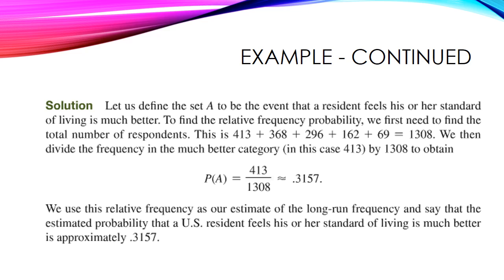So set A is going to be the event that a resident feels that his or her standard of living is much better. What we need to do first, like I said, is find the total number of respondents. So you add everything together and you get 1,308. So we divide the frequency in the much better category, which is 413, by 1,308, and we get 0.3157. So we can use this relative frequency as our estimate of the long-run frequency and say the estimated probability that a U.S. resident feels his or her standard of living is much better is approximately 0.3157.